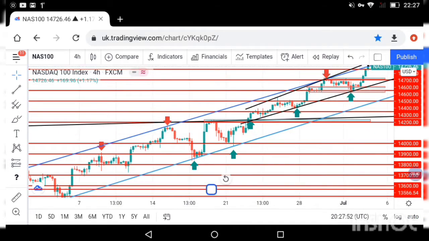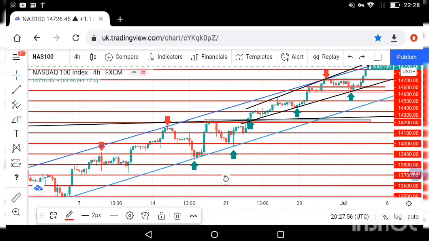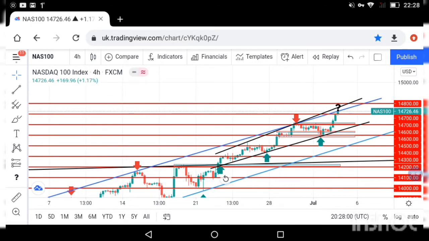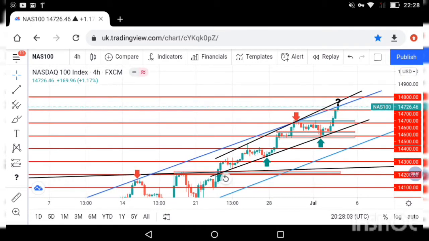Okay, so at this point it just touched the blue line. So I have a question mark there. Why? Because the question is, what might happen at that level? Is it going to break above the level and continue going up, or is it going to touch that level and drop? I don't know up to where. But overall we are looking at an up structure.